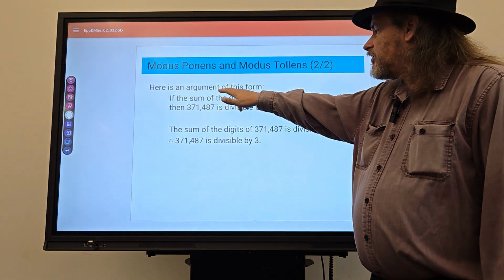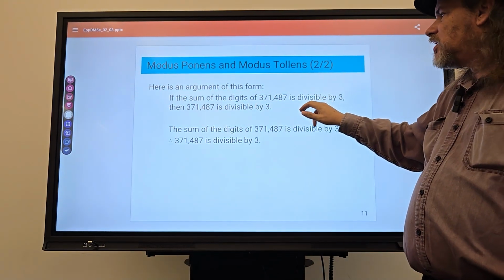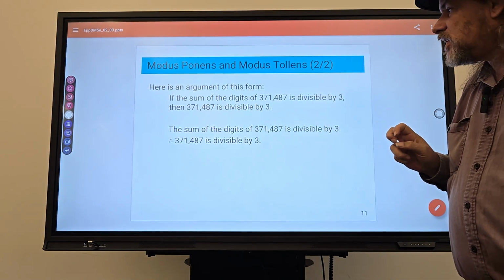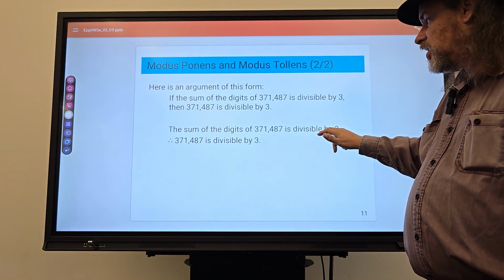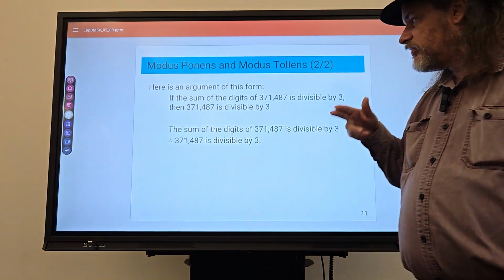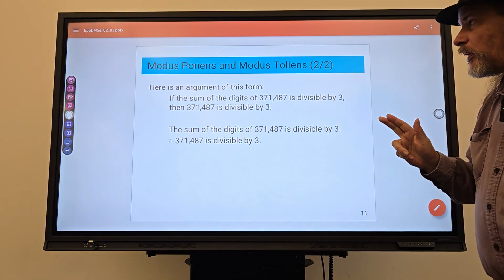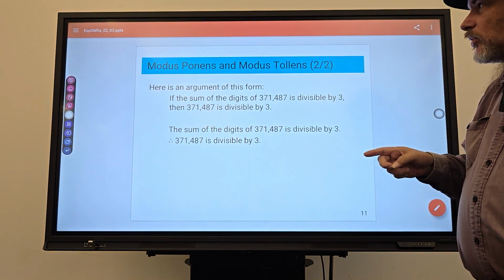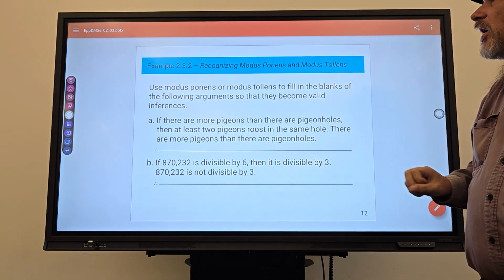Here's an argument of this form. If the sum of the digits of this number is divisible by 3, then this number is divisible by 3. The sum of the digits is divisible by 3. Therefore, this number is divisible by 3. Pretty simple logic. That's modus ponens. They skipped the slide on modus tollens. We'll get to that in just a minute here.